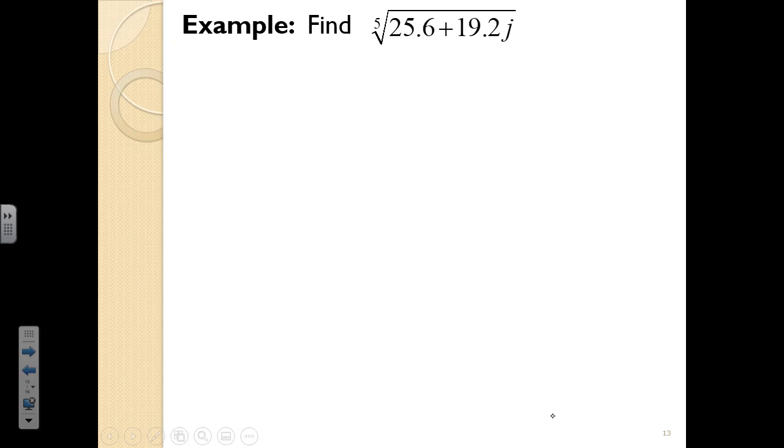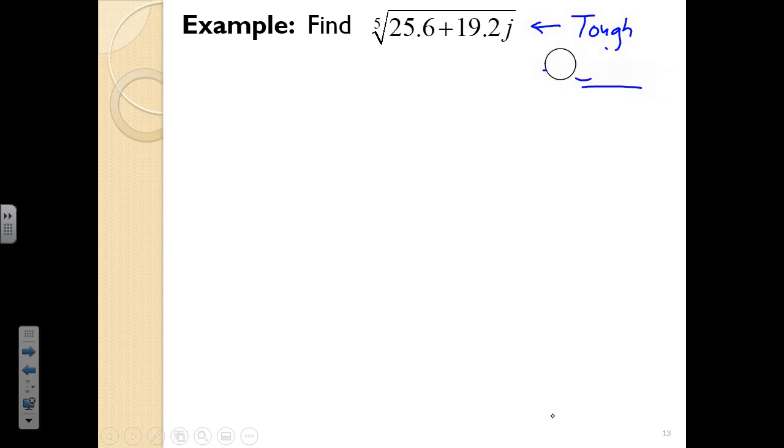Let's do one more that doesn't work out quite so nicely. Let's find the 5th roots of 25.6 plus 19.2j. Just make a note of this here. Look at this problem. That's a tough problem. If you can find the 5th root of a complex number like that, you are borderline genius here. There are not many people out in the general population who can do this. So just stop for a minute, pat yourself on the back, and recognize the level of mathematics that you're doing here. You should be proud of yourself.